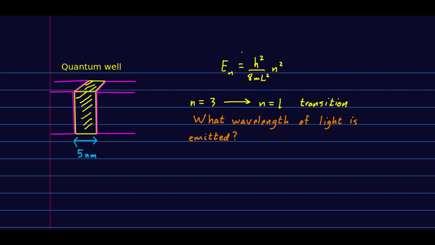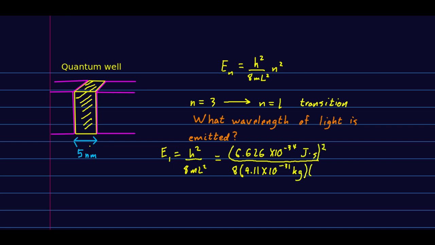So let's find the energy of the ground state. That's going to be a good start if we want to know what wavelength of light we're going to get out of this. So E1, that's just going to be h squared over 8mL squared, right? So h is 6.626 times 10 to the negative 34. We're talking about electrons trapped in the well, and so this is the mass of an electron that we should use here. And now we just put the length of our well in.